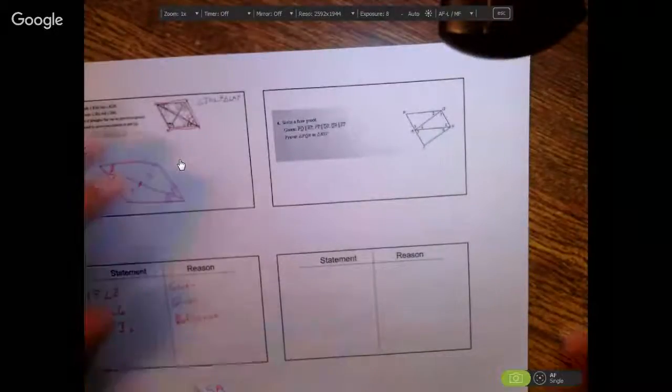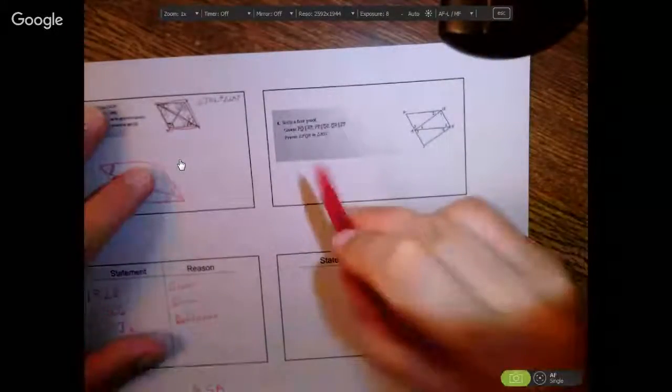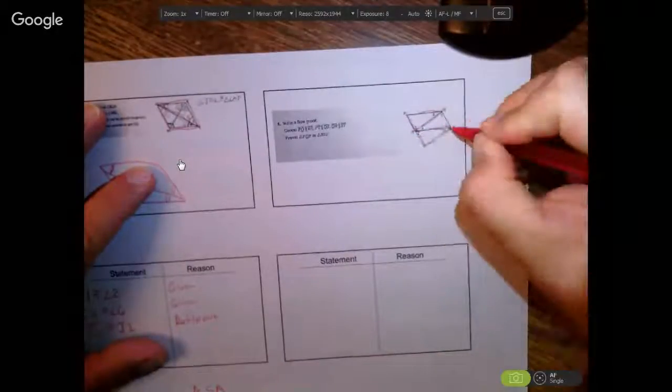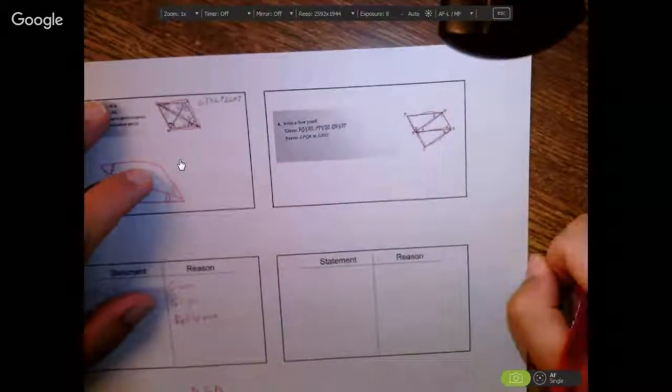All right, so first off, what are we trying to prove? We're trying to prove that triangle PQR, which is this one, is congruent to triangle RST. That's what we're trying to prove. This is the one we did yesterday. We started, but we didn't finish it.